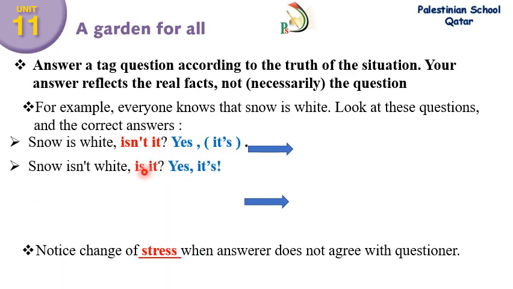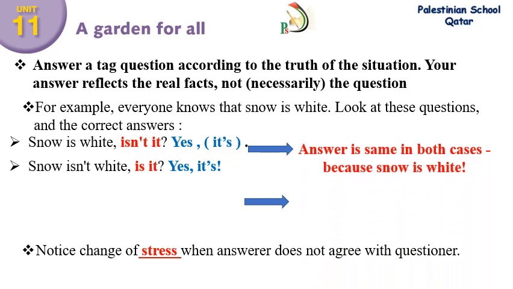Snow isn't white, is it? Yes, it is. The same answer. The answer is the same in both cases because the snow is white.